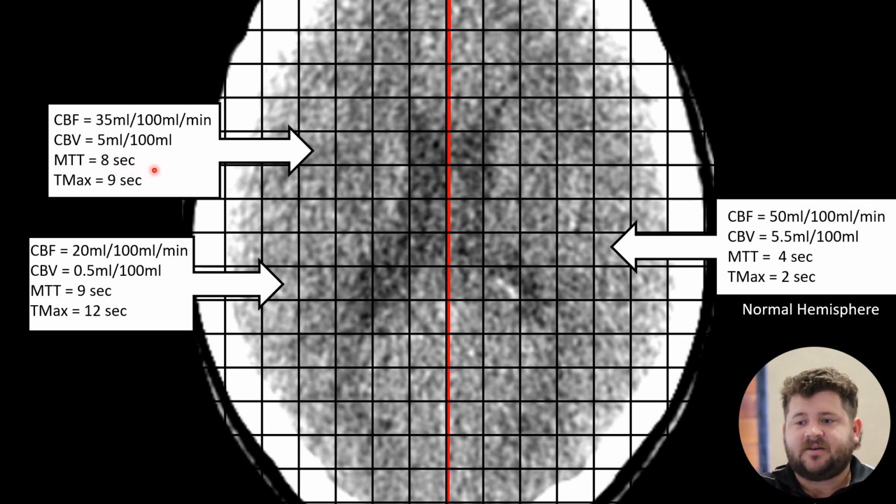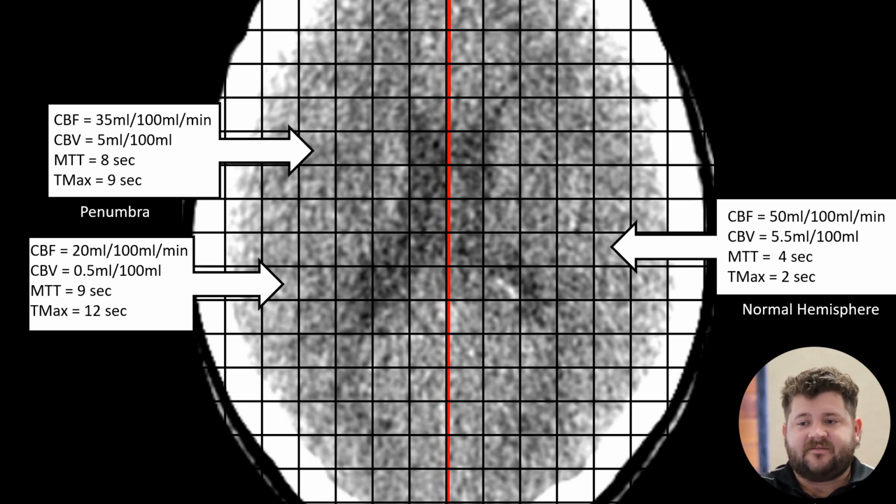Our MTT should be 4 seconds, but we've got 8 seconds, so we know that it's taking longer for that blood to get there, which is shown by our Tmax, which is normally 2 seconds, but in this particular voxel, we've got 9 seconds. So it's taking longer to get there, it's taking longer to travel through the brain. We've got a reduced flow overall, but only a slightly reduced volume. So this would be penumbra.